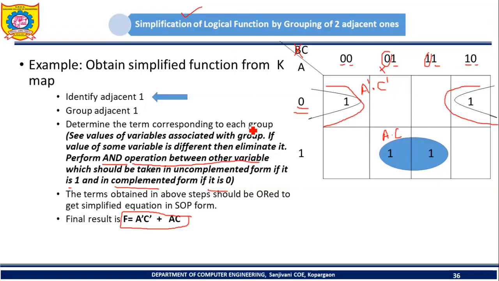Now I would like to tell you one point: why are we writing a product term for each group? See, we are making groups of 1. What does this 1 indicate? This 1 is present in this particular K-map. This 1 is output. Already I told you that each and every cell present in the K-map corresponds to the output. So this 1 is output, and which term produces output 1, min term or max term? Yes, min term. We have seen that min term produces output 1 and max term produces output 0. So this 1 is min term.